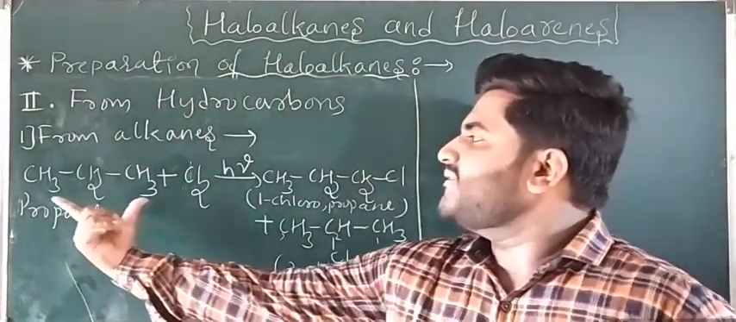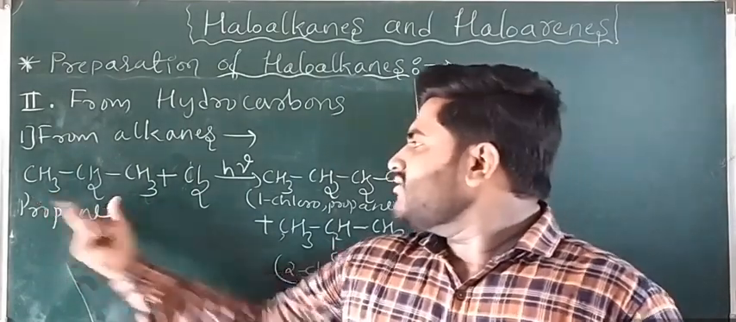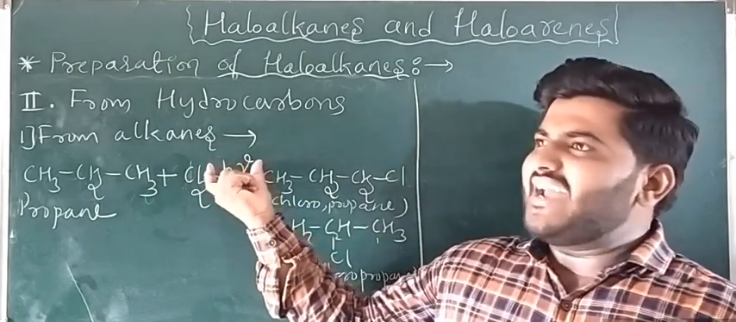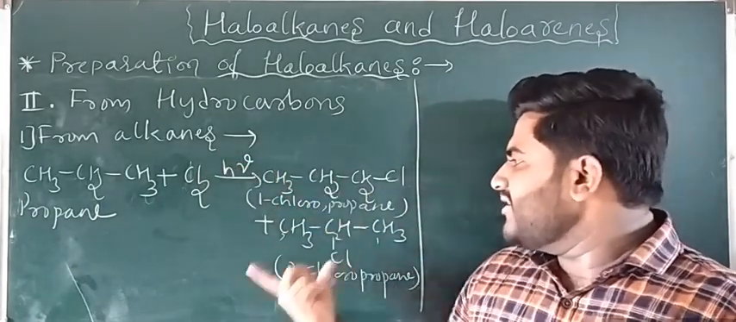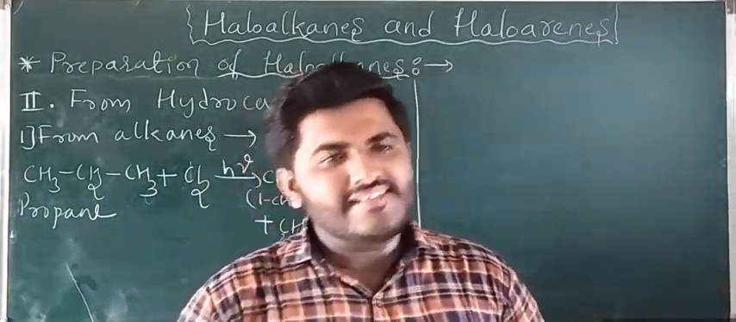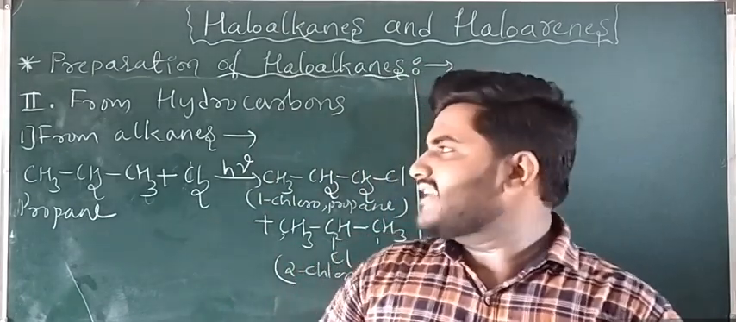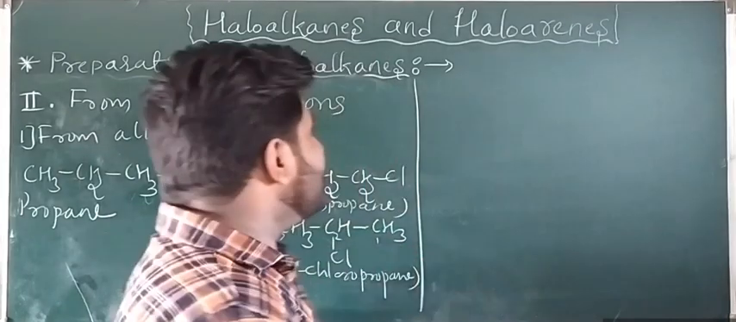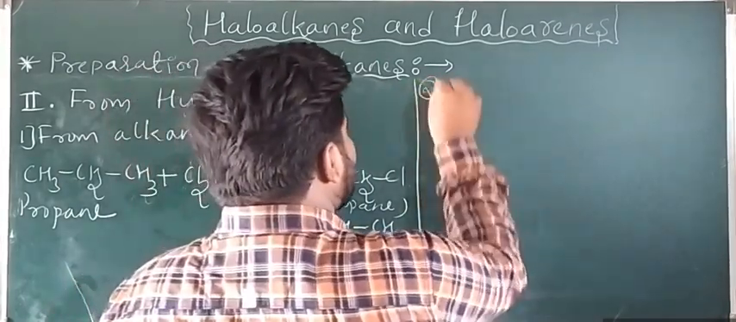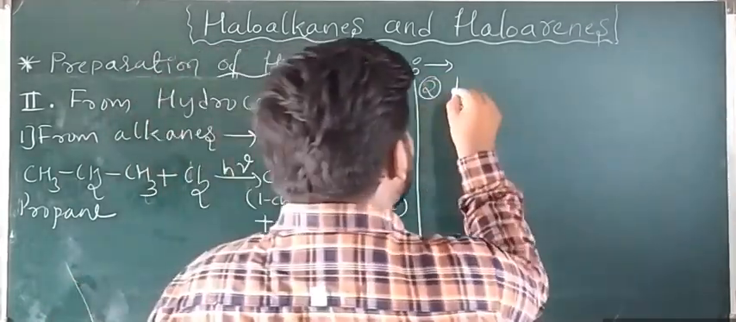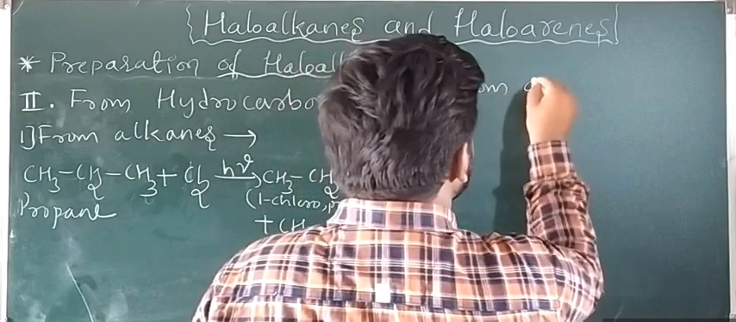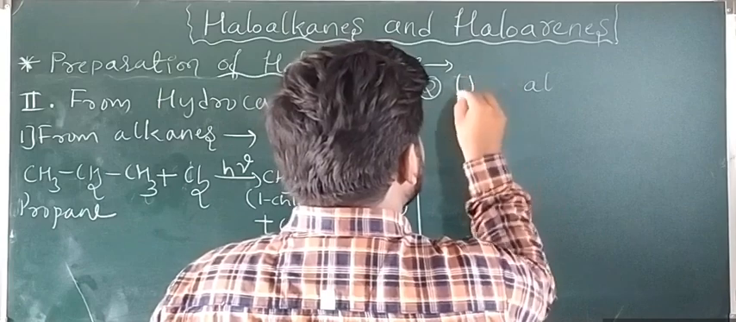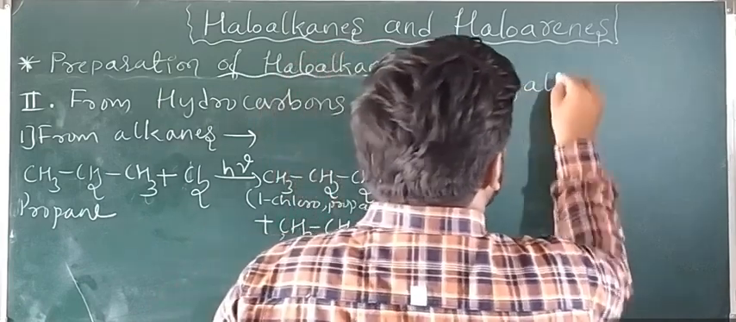Look here. Alkanes means carbon-carbon single bond. So add chlorine, bromine, whatever halogen. In the presence of sunlight, free radical mechanism occurs and a mixture of products, monohaloalkanes and polyhaloalkanes, is obtained by this method. This is from alkanes. Now the second is from hydrocarbons. In that, the second one is from alkenes. From hydrocarbons, using alkenes.